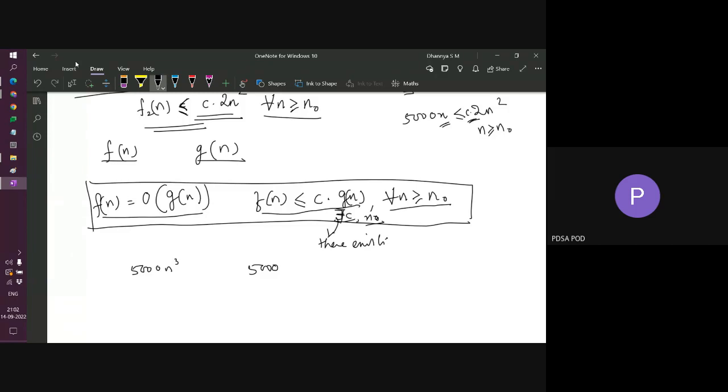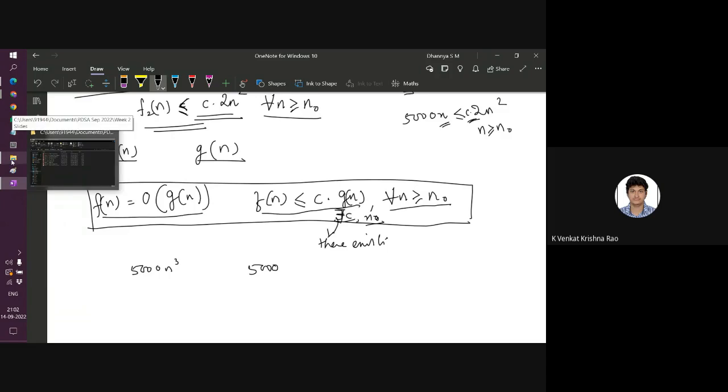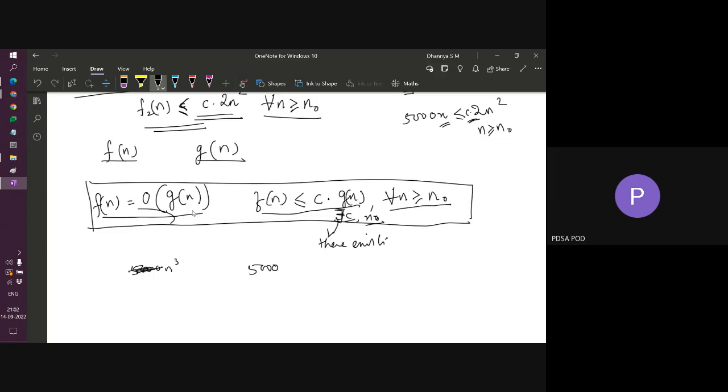Let me get the slides for that. Ma'am, it is n cube and 5,000 n squared, I think. Simply n cube and 5,000 n squared, right? Yeah. So suppose n equal to 4,999. Then you have 4,999 into 4,999 into 4,999, correct? Yes, ma'am. Here you have 5,000 into 4,999 into 4,999, correct? Yes, ma'am.